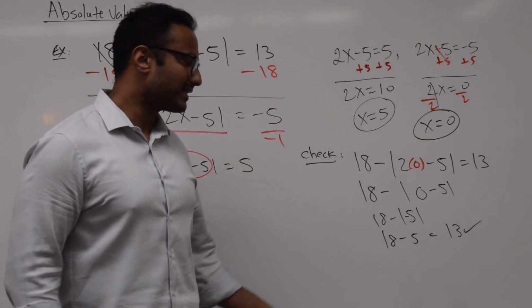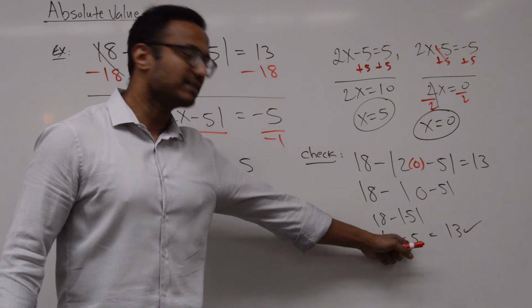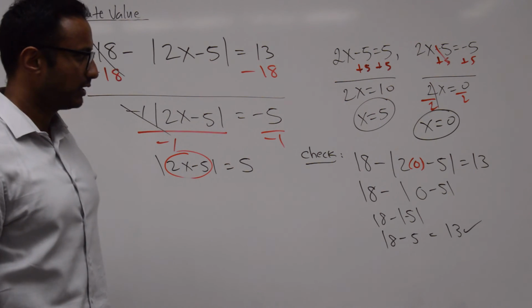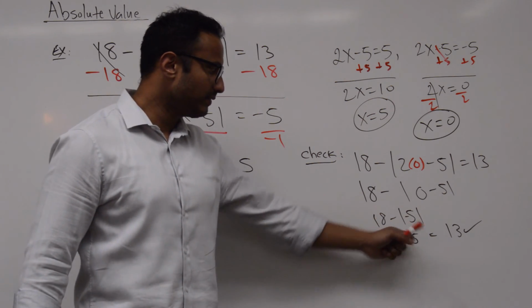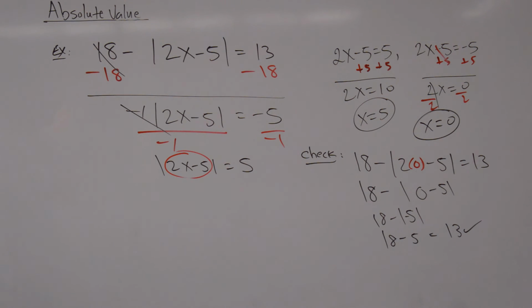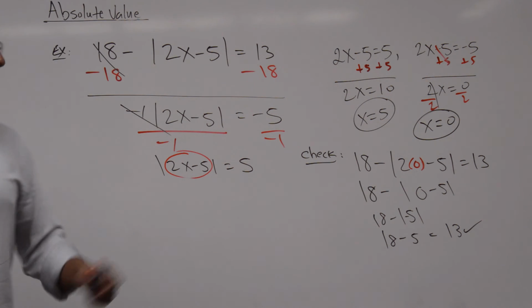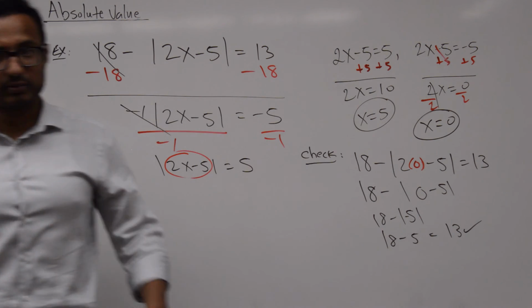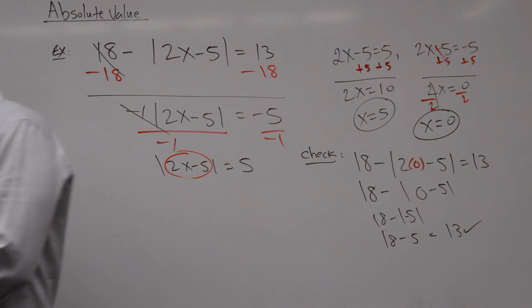You know what, I apologize. I think in the last one I put a 15 there by accident, but it should have been a 5. So the last check, that should have been a 5, not a 15. But the absolute value of negative 5 is 5, and 18 minus 5 is equal to 13. So that checks out. Isolate first. Then you can set it equal to a and negative a.